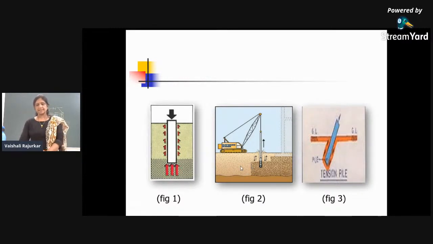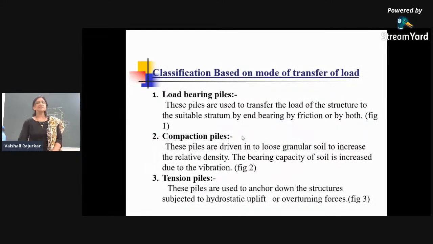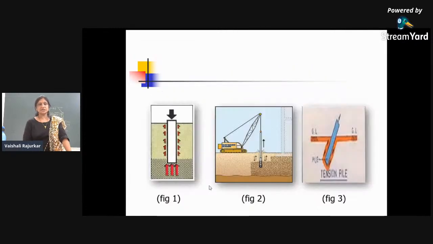So here you can see this is the compaction pile. Compaction piles are piles which are not load bearing, which means the pile will not carry any structural load. It is a pile made up of a weaker material like sand, and these piles are used just to increase the bearing capacity of the soil. This pile is part of a ground improvement technique. It will not carry any structural load.